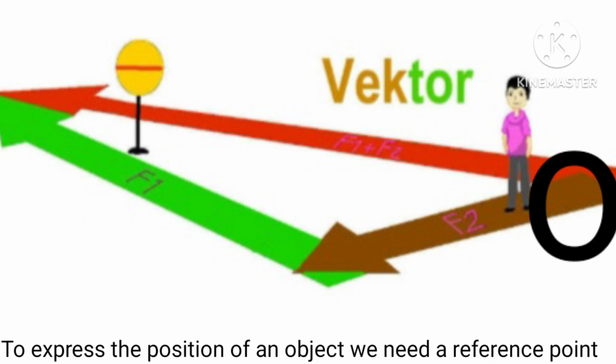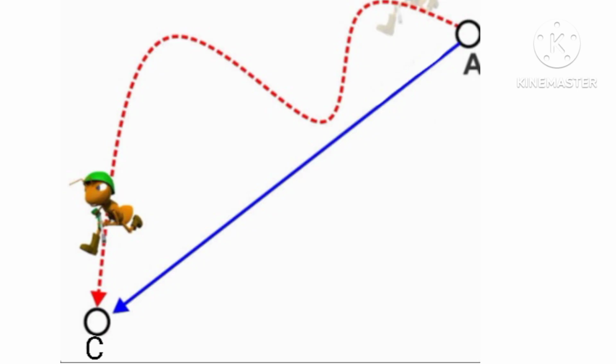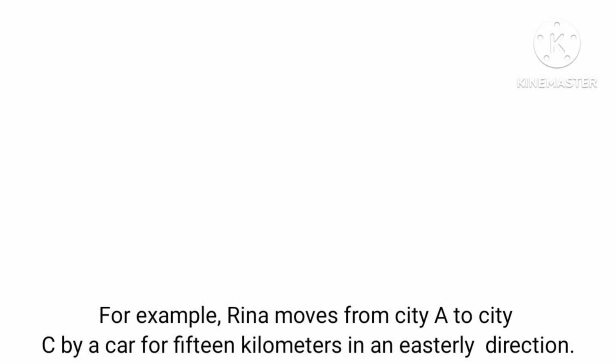To express the position of an object, we need a reference point. The goal is to clarify the position of the object. For example, Rina moved from city A to city C by a car for 15 kilometers in an easterly direction.